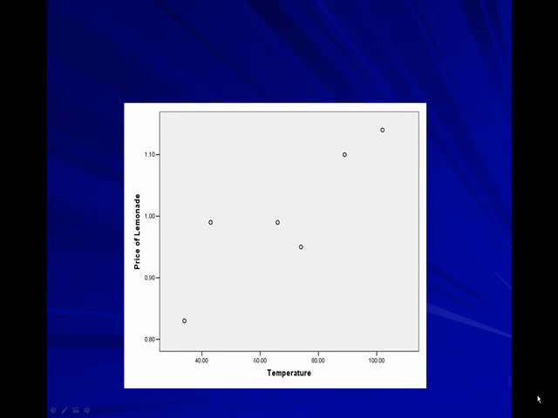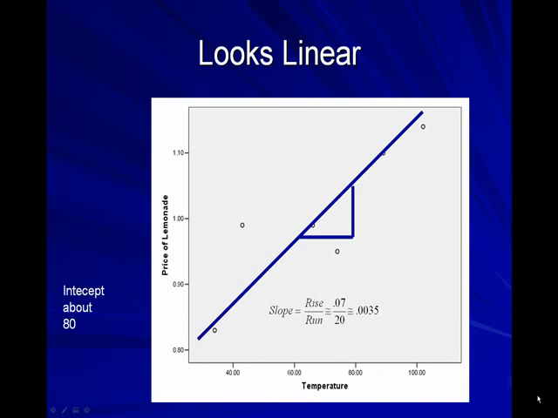So here's just a plot of the data, and it does look like there's a linear relationship. Looks like the slope is about 0.0035, and the intercept is about 80.